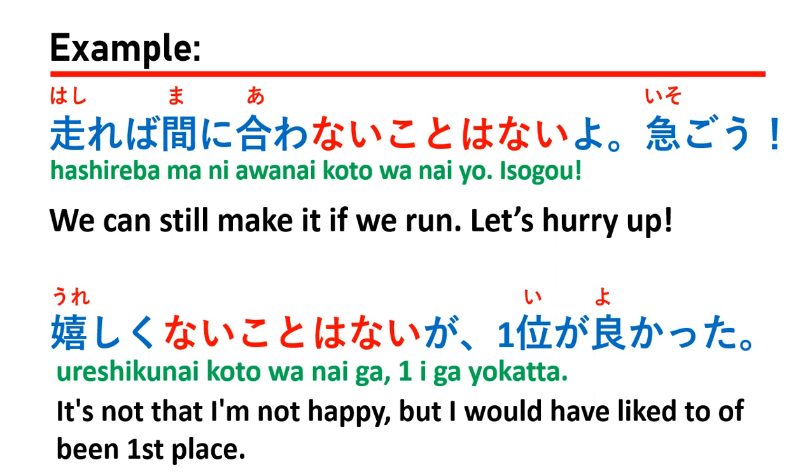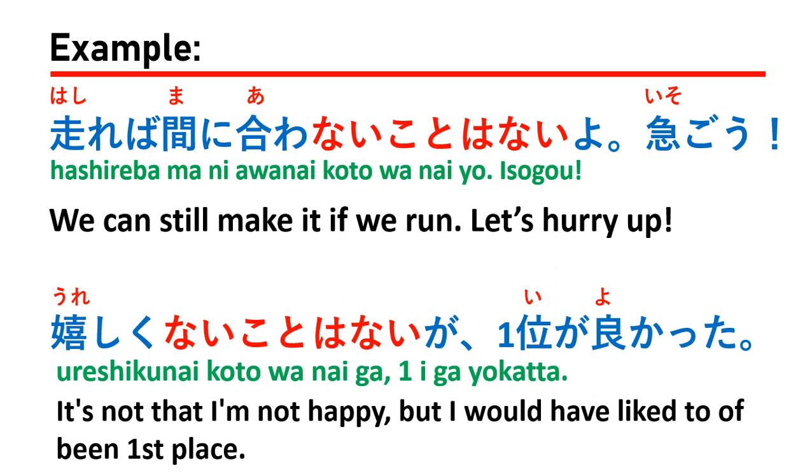Let's go and look at the first sentence together. In the first sentence, we use a verb, right? Au. When you change it to the nai form, it becomes awanai, right? So instead they say awanai koto wa nai, right? So hashireba maniawanai koto wa nai yo, isogo. This means we can still make it if we run, right? Isogo means hurry up. Let's hurry up, right?